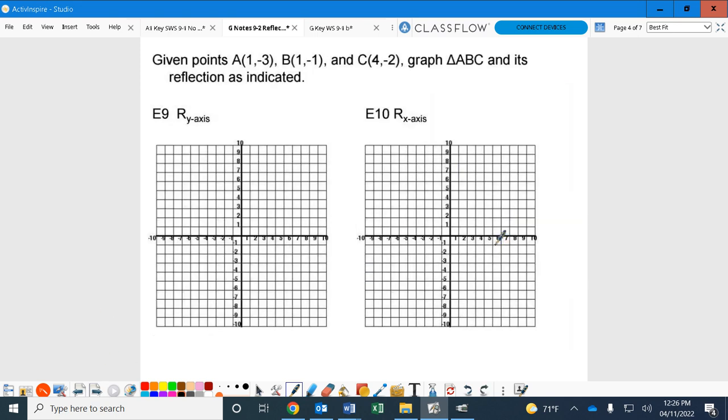So the next one's going to require you to graph these 3 points on all 4 of the next graphs in order to have a starting picture to graph from. The first point is the point 1, -3, and we're going to call this point A. The second one is going to be 1, -1, and that's going to be called point B. The third one is going to be 4, -2, which is going to go right here, and we're going to call this point C. Connect those points. There you go.